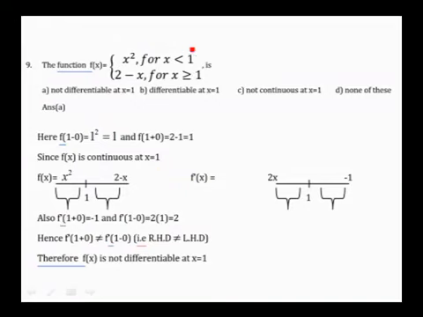See, at x equals 1, if I consider the left hand limit, LHL is 1 square. If you put x equals 1, you get 1 square. On the other side, if you put x equals 1, you get 2 minus 1, that is 1. So f of 1 minus 0 is 1 square, that is 1, and f of 1 plus 0 is 2 minus 1, that's also 1. Since LHL is equal to RHL, the function is definitely continuous at x equals 1.